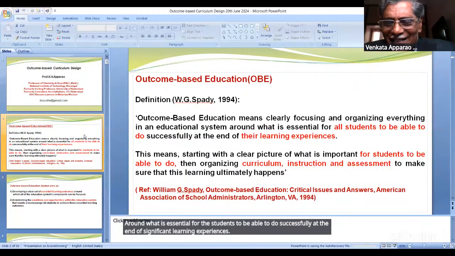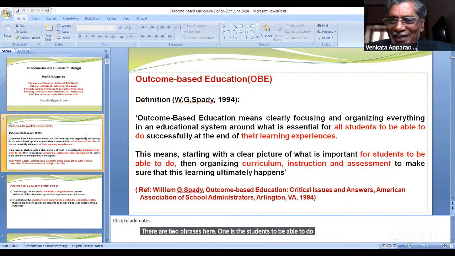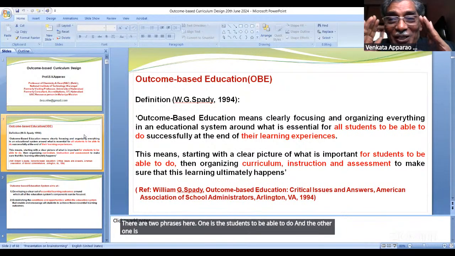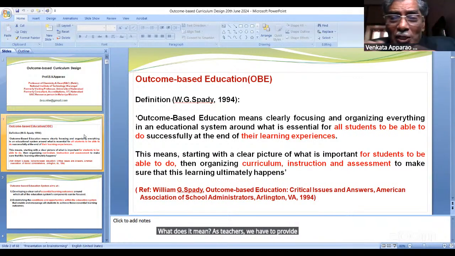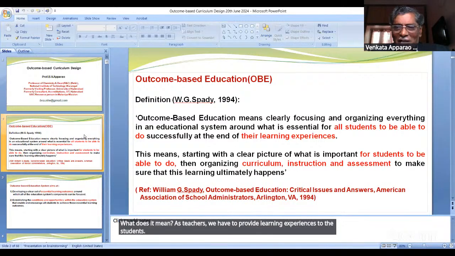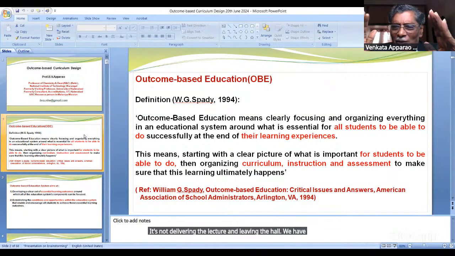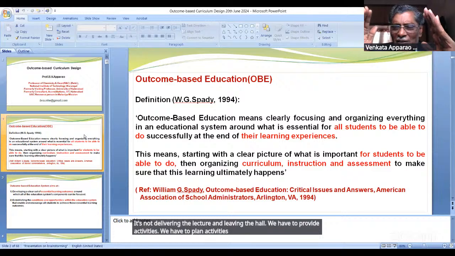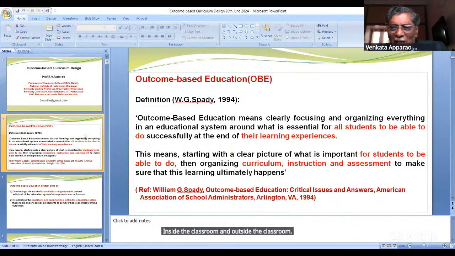There are two phrases here. One is the students to be able to do, and the other one is at the end of significant learning experiences. What does it mean? As teachers, we have to provide learning experiences to the students. It's not delivering the lecture and leaving the hall. We have to provide activities. We have to plan activities, facilitate the activities done by the students inside the classroom and outside the classroom. That is important.